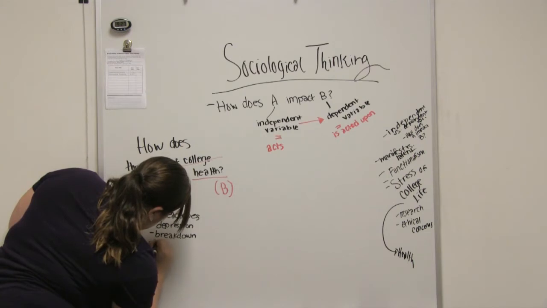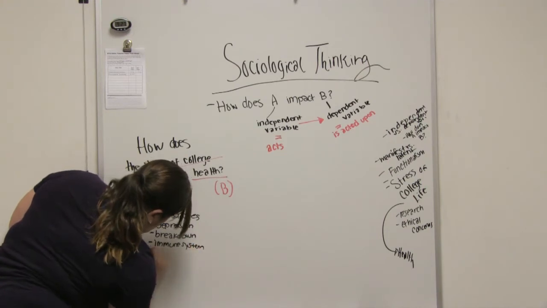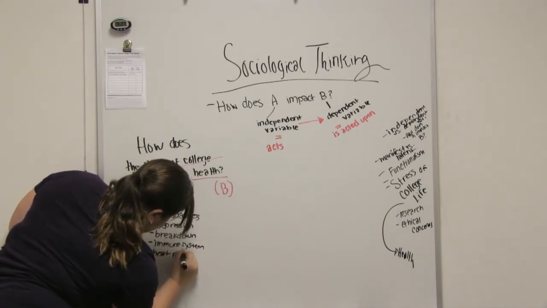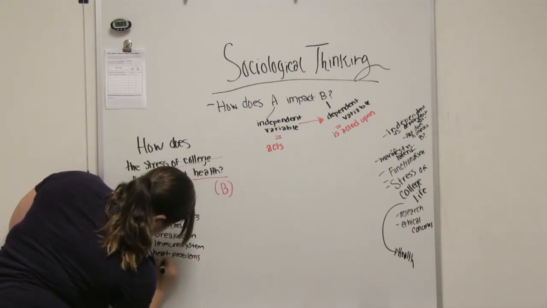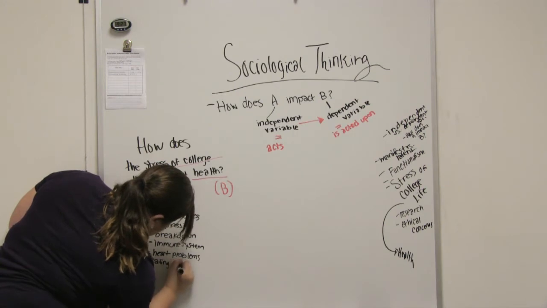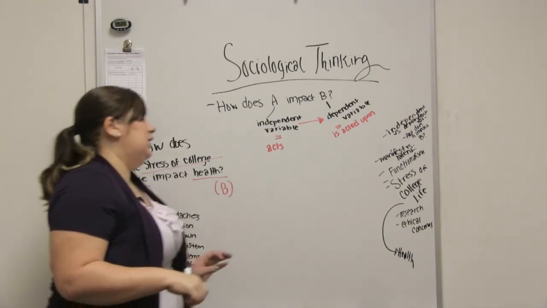Okay. Your immune system can stop functioning or at least decrease function. You can have heart problems. Yeah, you can have eating disorders. Either which way, you can overeat or just starve yourself. Yeah, there's all of this and more. Stress does some pretty crazy stuff to both our body and our mind.